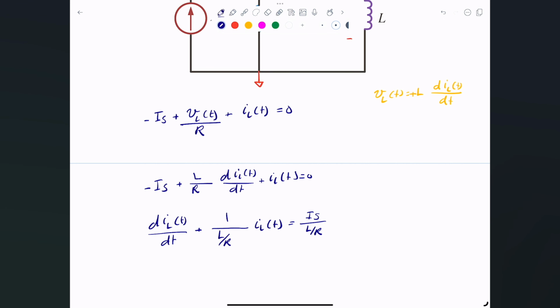This is of the shape dx of t divided by dt plus 1 divided by tau times x of t equals some constant kappa. This is the differential equation that describes the step response of a first order circuit, a first order RL circuit. Of course, tau is simply L divided by R, similar to the natural response of an RL circuit.